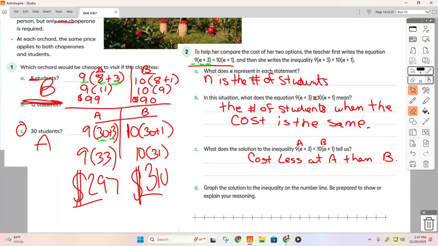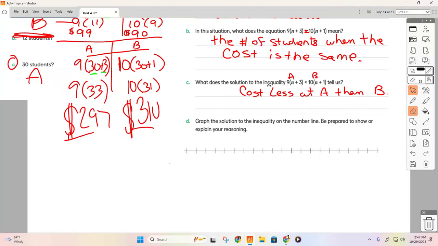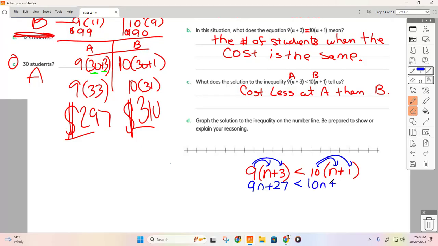Now, this inequality we're going to solve to graph. I'm going to work this one with you. 9n plus 3 is less than 10n plus 1. I don't necessarily like that they started out with some very complicated ones; I would rather we started with easier equations. That's why we did that packet on Monday. So to solve, I'm going to simplify by distributing. I get 9n plus 27. Here I get 10n plus 10.